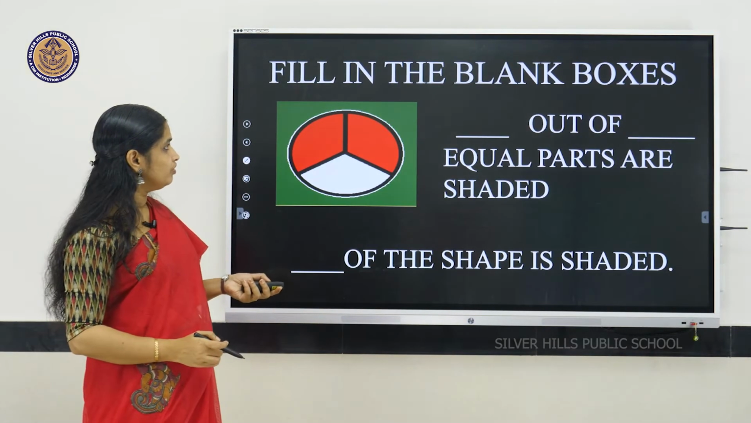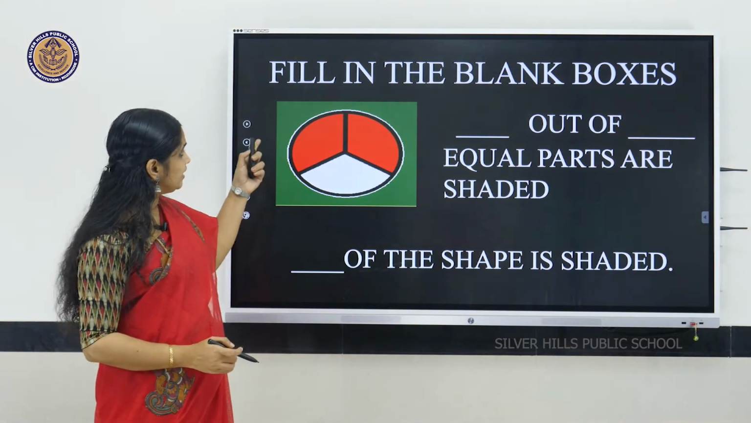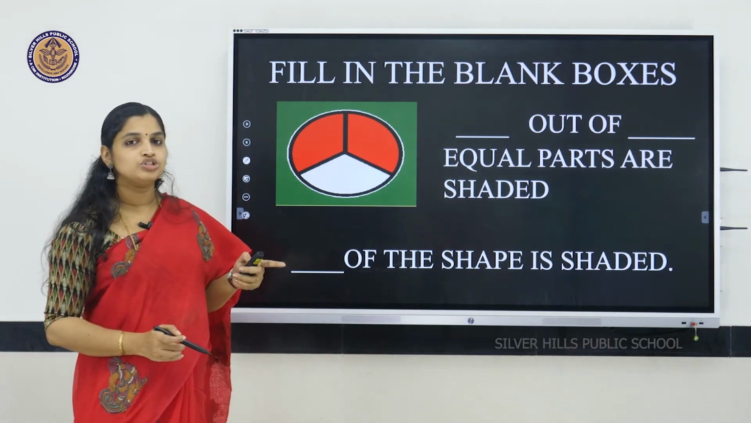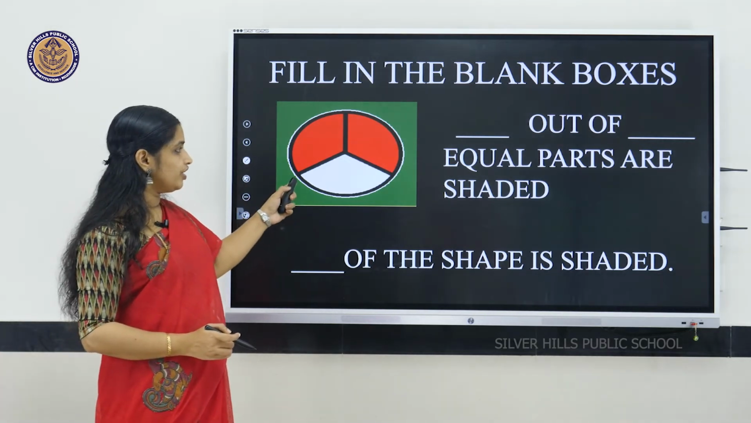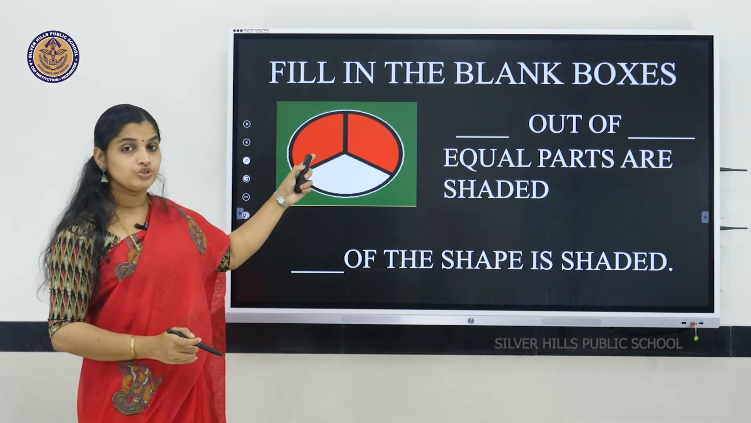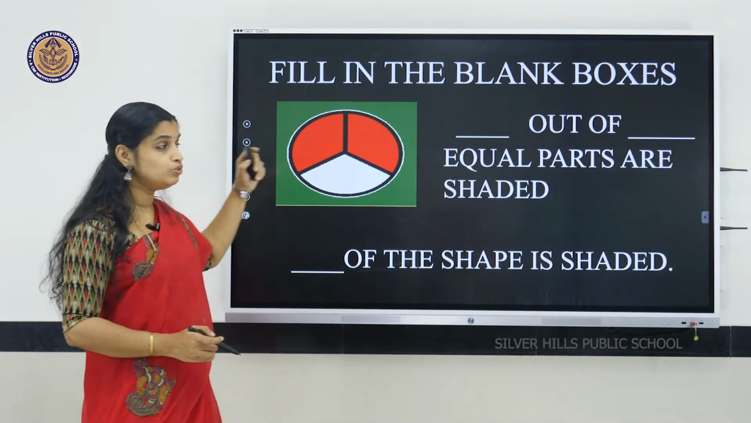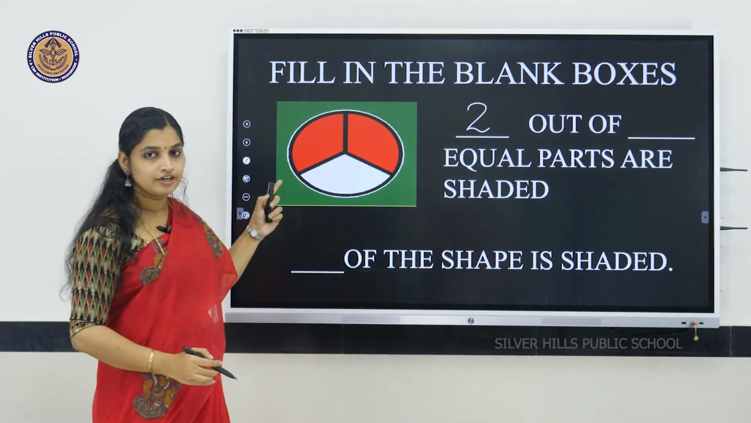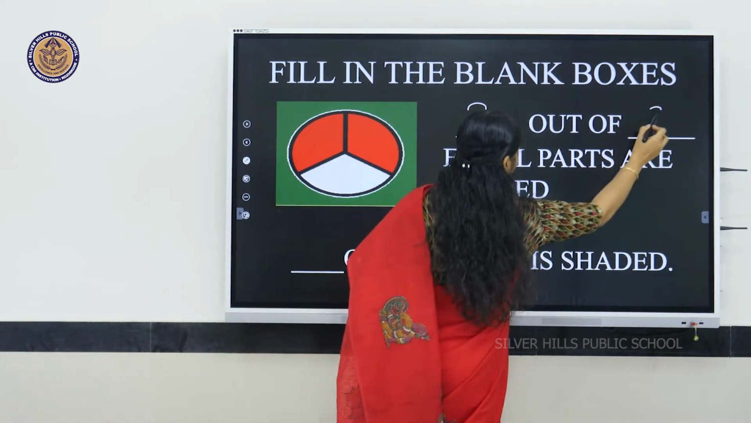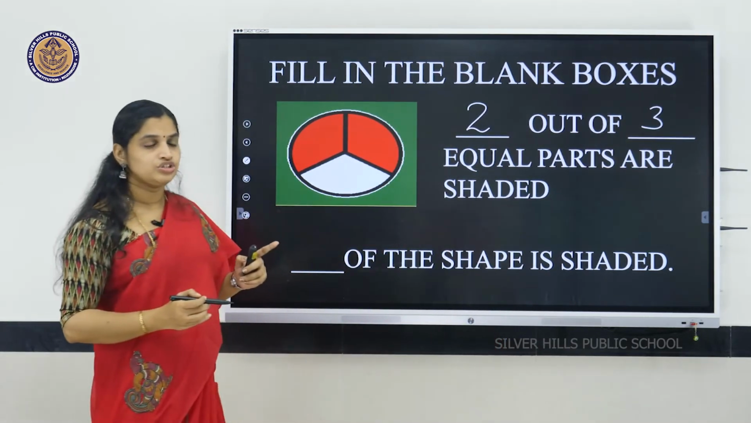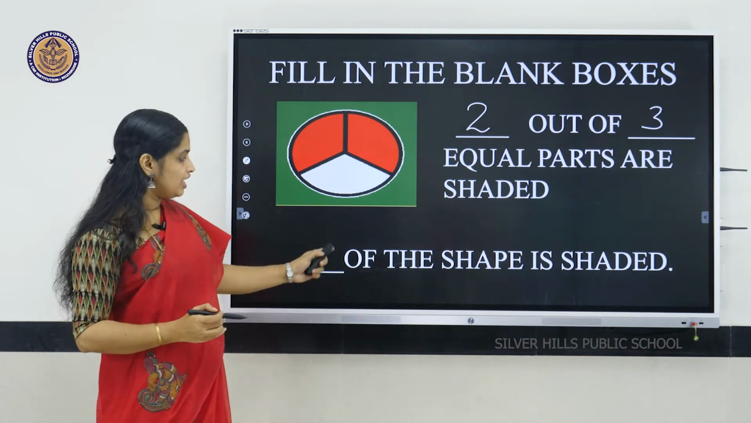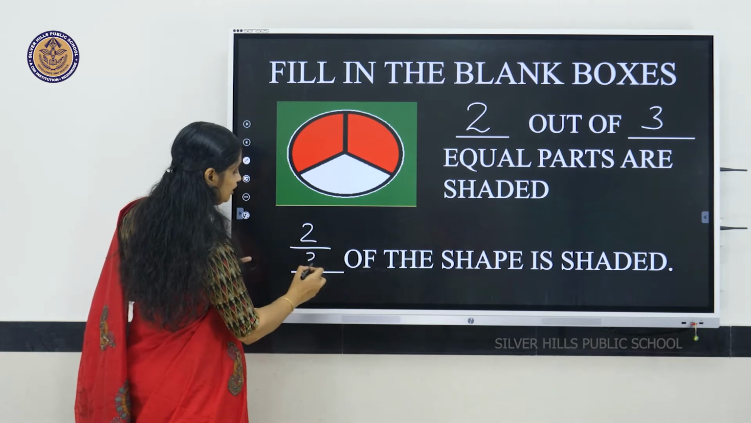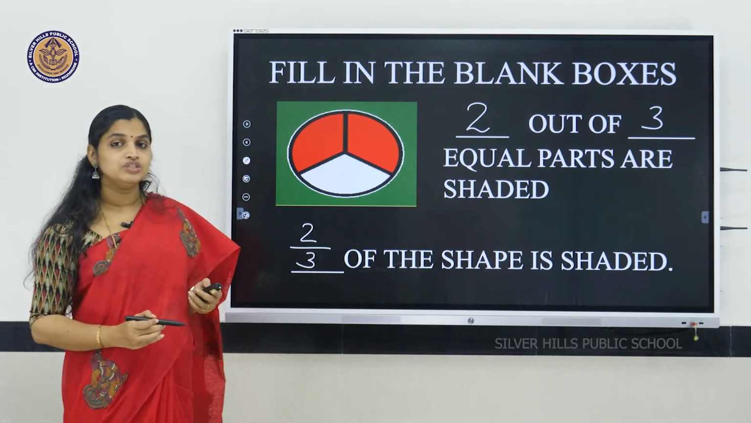Now next we are going to do an exercise. Fill in the blanks. Dash out of dash equal parts are shaded. So here you can find how many parts are shaded, that you have to write. How many parts? 2 parts. So 2 out of, how many equal parts are here? 3. So 2 out of 3 equal parts are shaded. So we can say that dash part of the shape is shaded. What part of the shape is shaded? 2 by 3 of the shape is shaded.